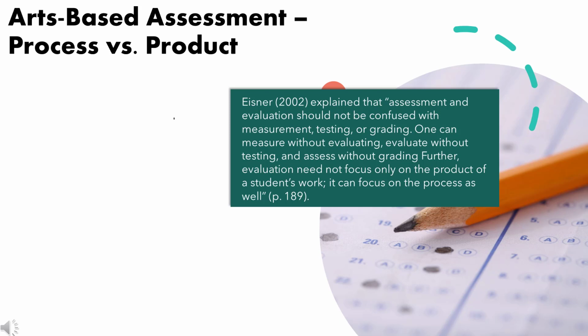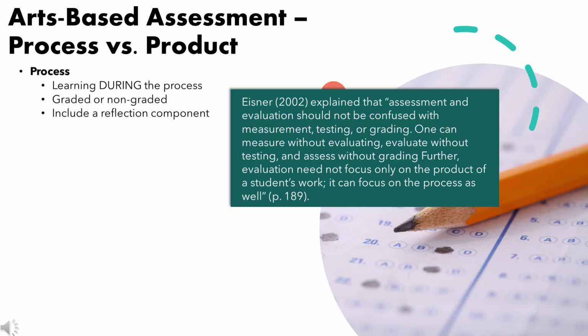So a few points about process versus product. In terms of process, often more learning takes place during the process of completing an assignment or project. Consider whether process types of activities should be graded or non-graded. Include a reflection component about learning with, through, and/or about the arts. When it comes to a final product, when infusing the arts, it is a good idea to include a reflection component about the art component as well.